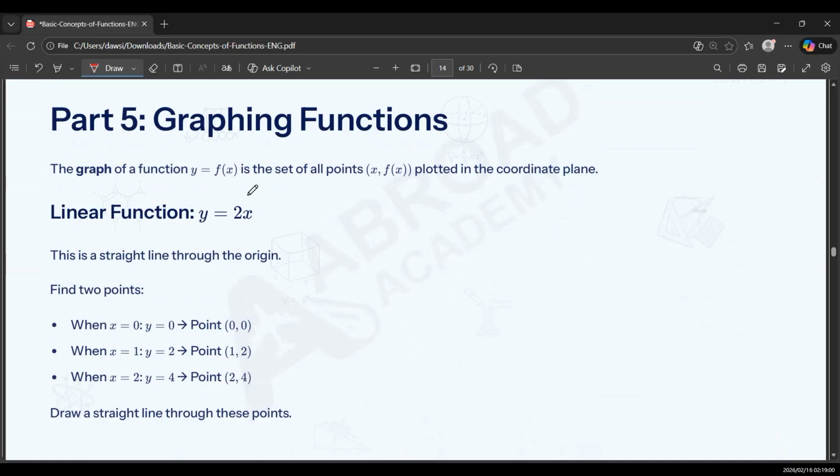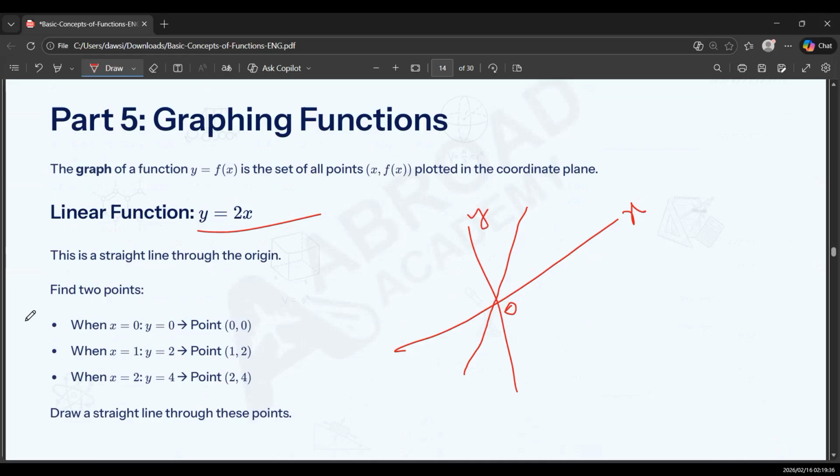And part 5, graphing functions. The graph of a function y = f(x) is the set of all points (x, f(x)) plotted in the coordinate plane. y = 2x is a linear function, and it is a straight line through the origin. This one is the origin O, this one is x, this one is y.